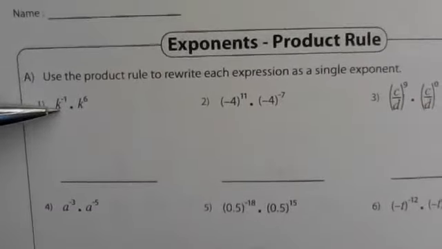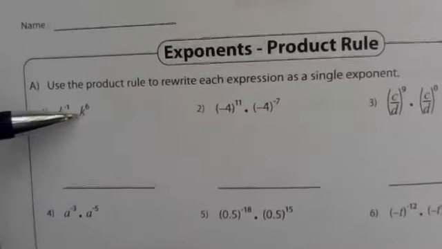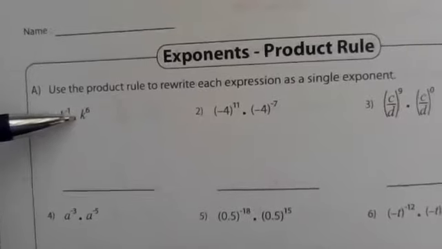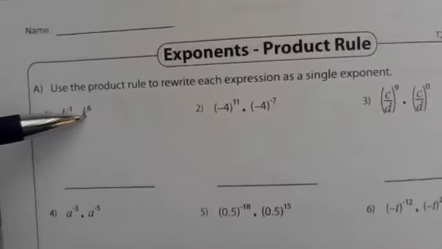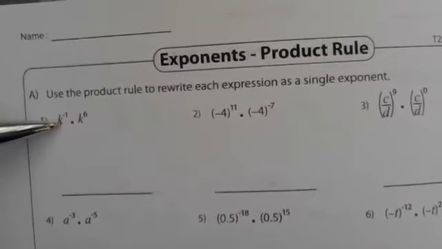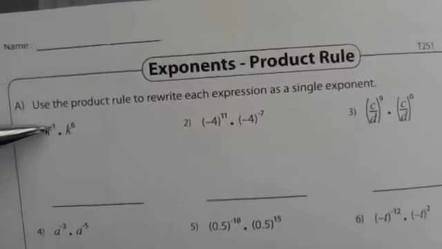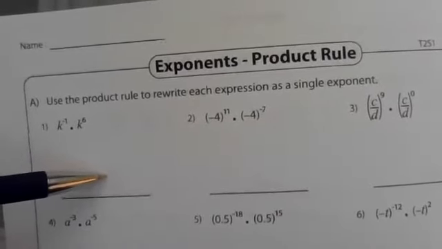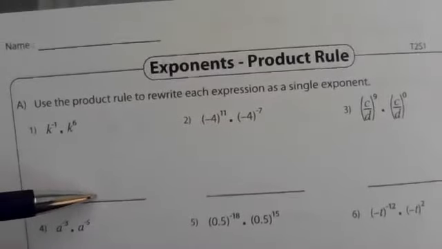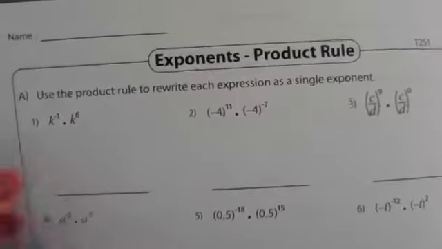Now, if you'll notice here, the bases are the same and they're being multiplied together. So our rule of exponents for multiplying same bases simply says, I'm going to take k and write it down here. And when I add a -1 plus 6, that will be the new answer exponent. So your answer to number 1 should be k to the 5th. K to the 5th.